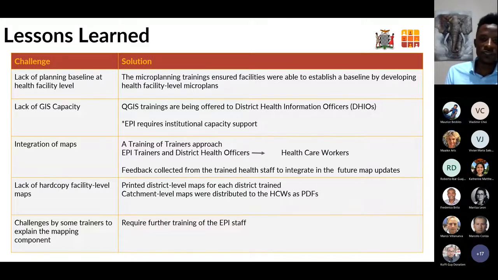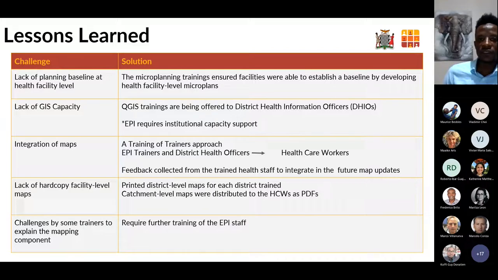But this approach changed the strategy, where the top sector of the Ministry of Health Planning was waiting for input from the facilities in terms of what were the actual needs and the problems on the ground.